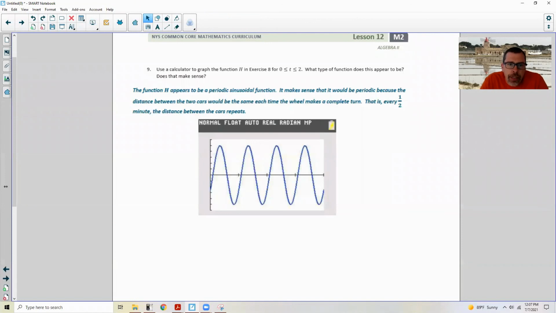Okay, so the function h appears to be a periodic sinusoidal function. It makes sense that it would be periodic because the distance between the two cars would be the same each time the wheel makes a complete turn. That is, every half minute, the distance between the cars repeats.